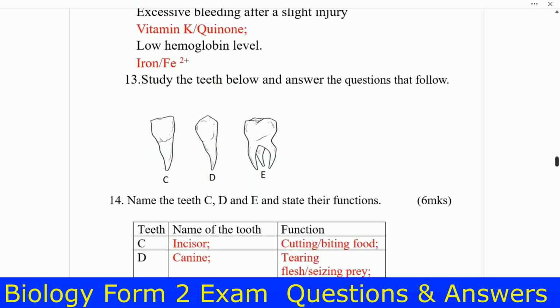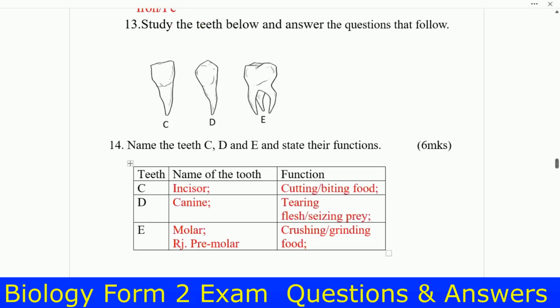Let's go to the next one. Study the teeth below and answer the questions that follow. We have teeth A, teeth C, teeth D, and teeth E. You're told name the teeth C, D, and E and state their functions.